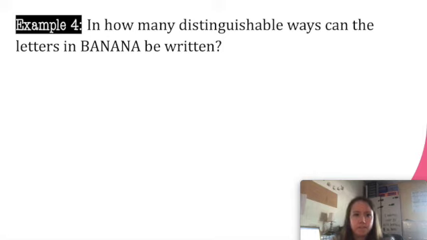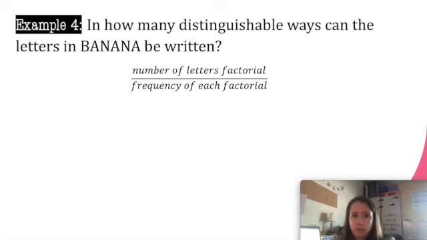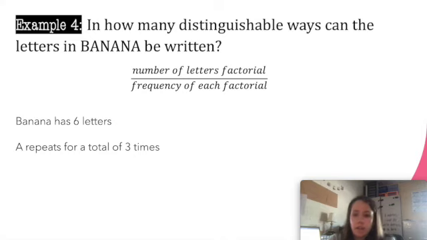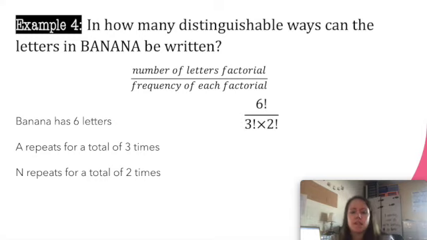So if I have banana, I have the factorial of the number of letters, divided by the factorial of the frequency of each repeated letter. Banana has 6 letters. The letter A repeats for a total of 3 times. The letter N repeats twice. And so here's what my formula looks like. 6 factorial, because that's the number of letters total, divided by all of my repeats multiplied together. So 3 factorial times 2 factorial.